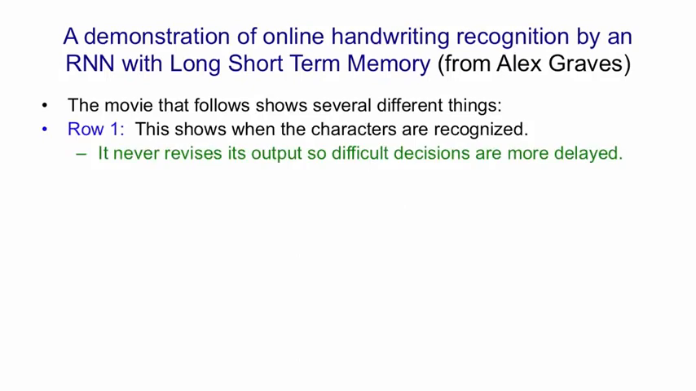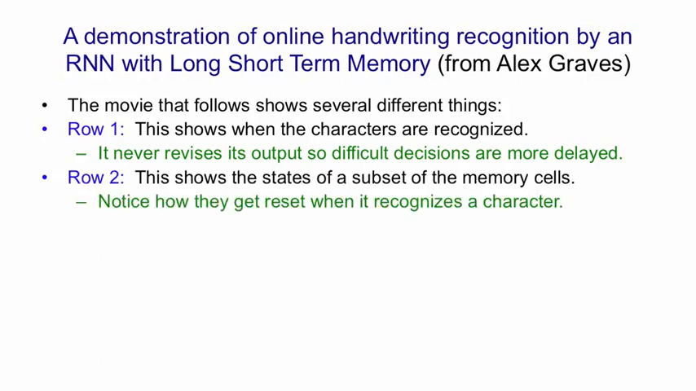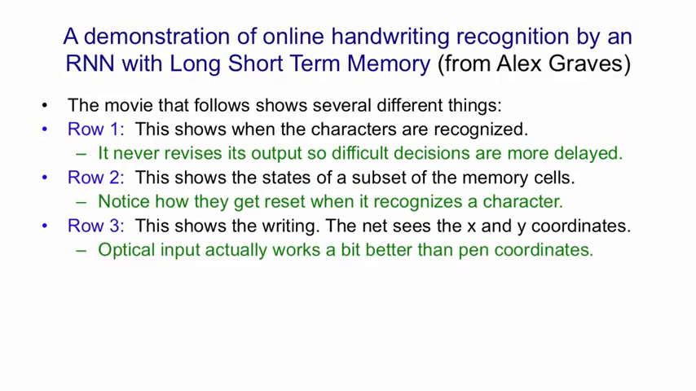The top row shows the characters as they're recognized. The system never revises its output, so if it has to make a difficult decision, it delays it for a little bit so that it can see a little distance into the future to help it resolve ambiguities. The second row shows the states of a subset of the memory cells, and you should notice how they get reset when it recognizes a character. The third row shows the actual writing, and all the net sees is the x and y coordinates of the tip of the pen, just 2 numbers, plus some information about whether the pen is up or down.